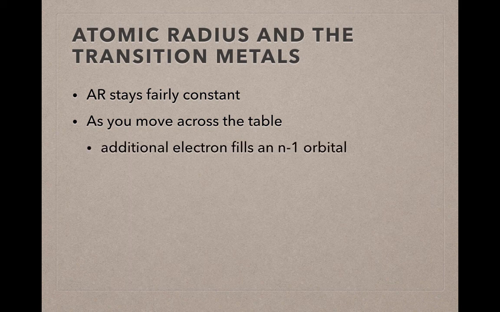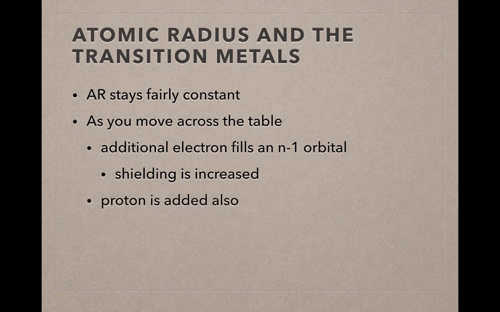The reason for this is because as you move across the table through the transition metals, your additional electrons are filling an n-1 d orbital, and so that's going into a core shell. As a result, the shielding is increased. Now you're also adding a proton into the nucleus. So you're adding a shielding electron, but then you're also adding a proton. As a result, your Z effective is pretty much the same as you go from element to element in the transition metals. Again, it's not exactly the same, but the atomic radius for your transition metals as you go across the periodic table actually stays fairly consistent.